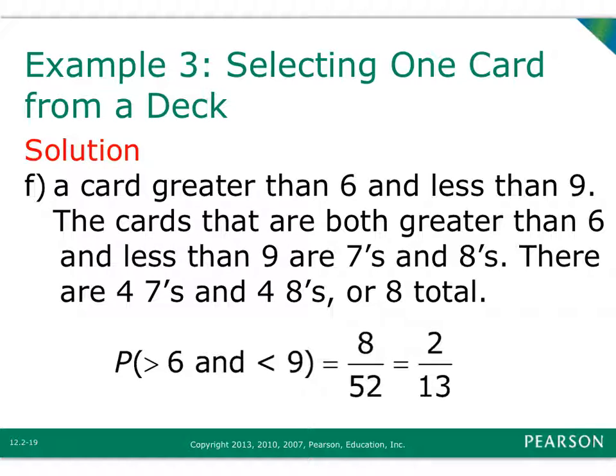And finally, we want to select one card from the deck where the card is greater than 6 and less than 9. That means that there are 4 7s and 4 8s, and the total has to be 8 of those types of cards divided by 52, which is 2 over 13. So the probability that I get the card drawn between a 6 and a 9 is approximately 2 out of 13.